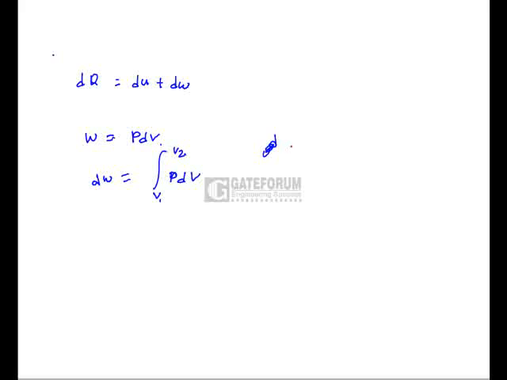Now coming to the second question, we have to find out the heat transfer in the process. The heat transfer in the process is generally given by dq is equal to du plus dw. So here W is nothing but PdV, that is dW is equal to the integral from V1 to V2 of PdV, and du is nothing but, here U follows 1.5 PV minus 85 kilojoule per kg. So this is the relation that U follows.